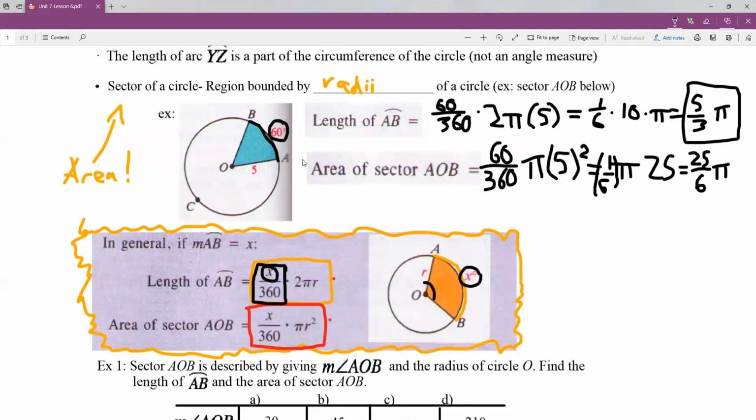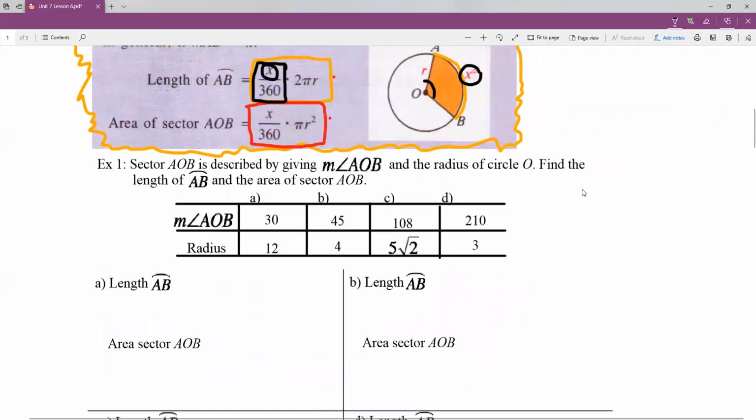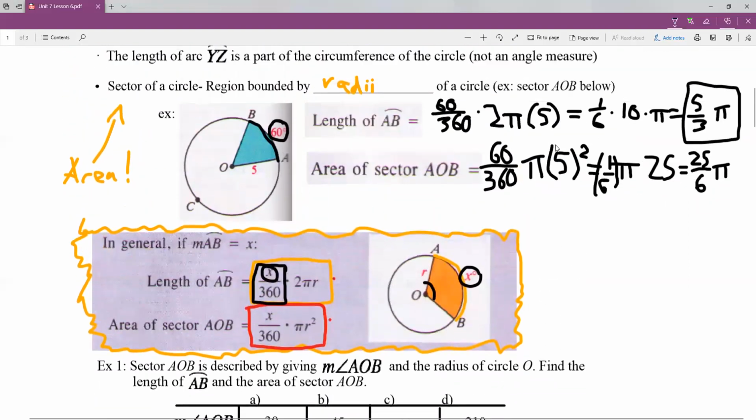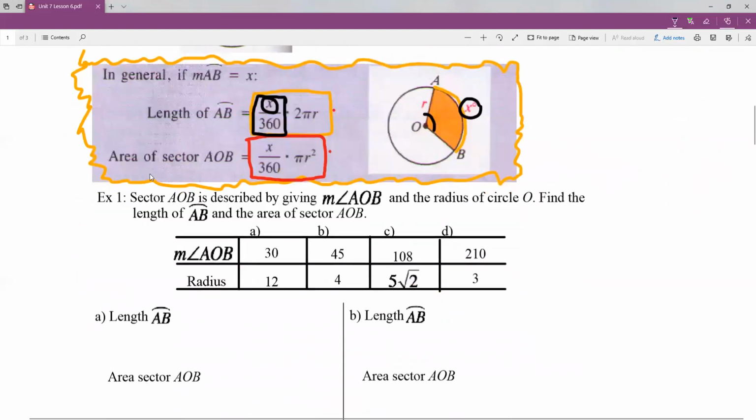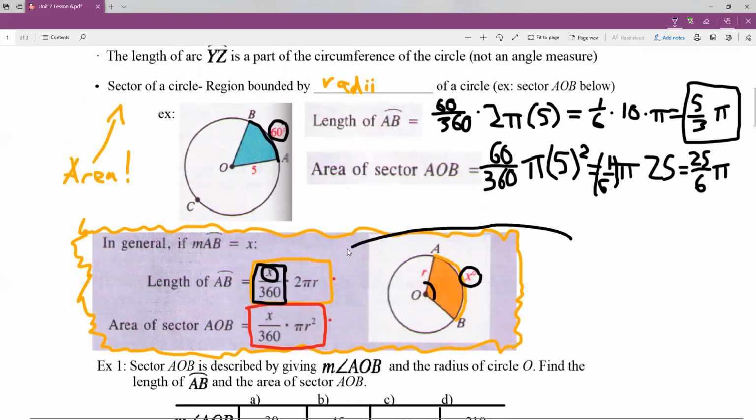All right, that's going to give me the entire shaded area here. Okay, so moving on. That's your example. One thing I want to note is that sometimes I might accidentally be using this formula for the length of AB instead. So sometimes I'm going to use this in our examples.